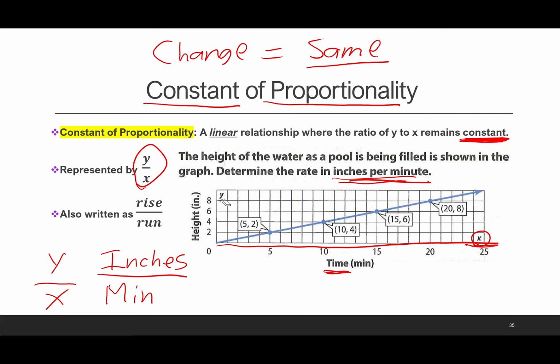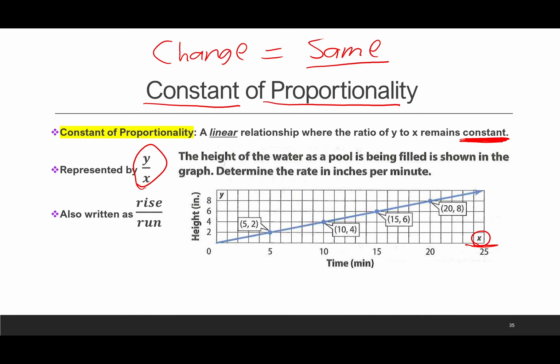Okay, so you have your graph here. You have y over x. That's what you're looking for. Well, all right, let's check this out. Let me erase this here 1 second. You are looking for inches per minute. Okay, let's say I pick this point on the graph. It's 5, 2. So its y over x would be 2 over 5. Remember, 2 is the y, 5 is the x. All right, what about this point? This point is going to be 4 over 10. This point is going to be 6 over 15. This point is going to be 8 over 20.